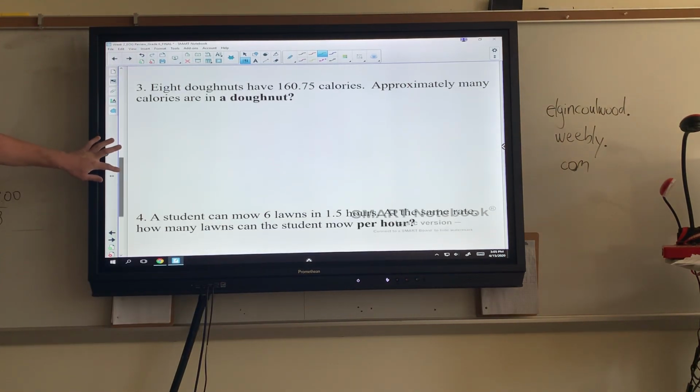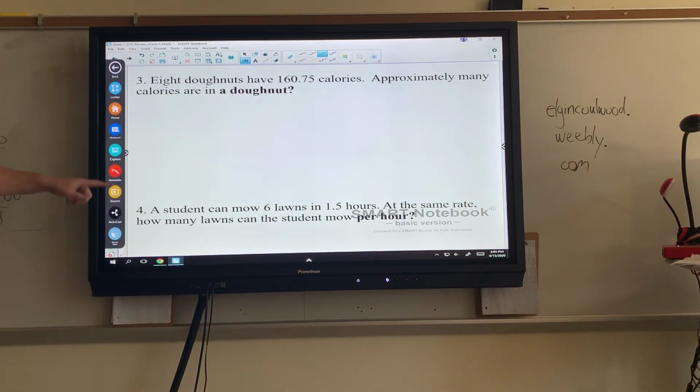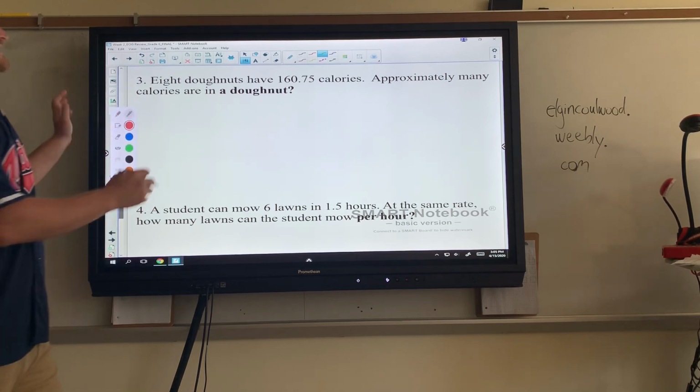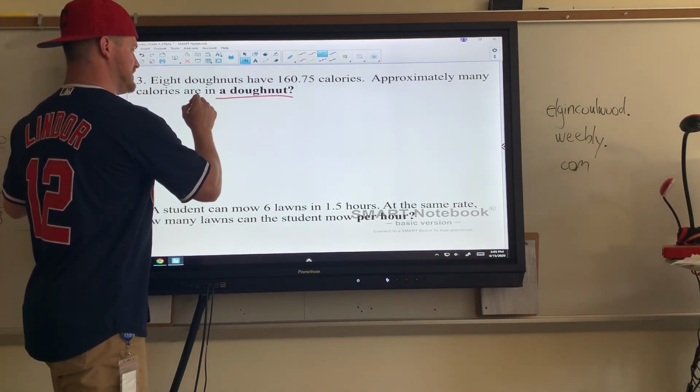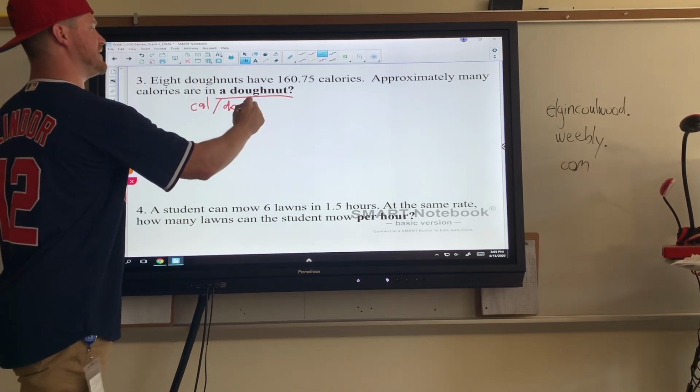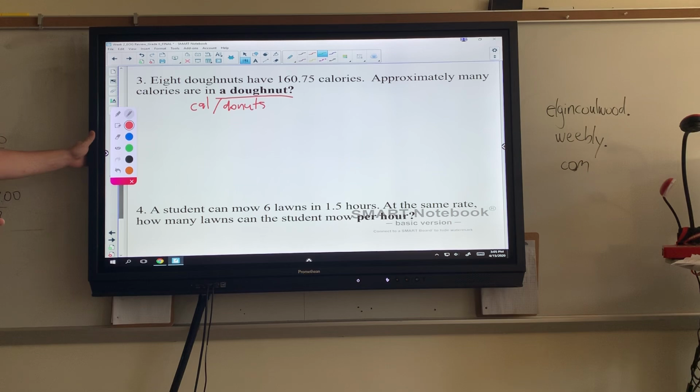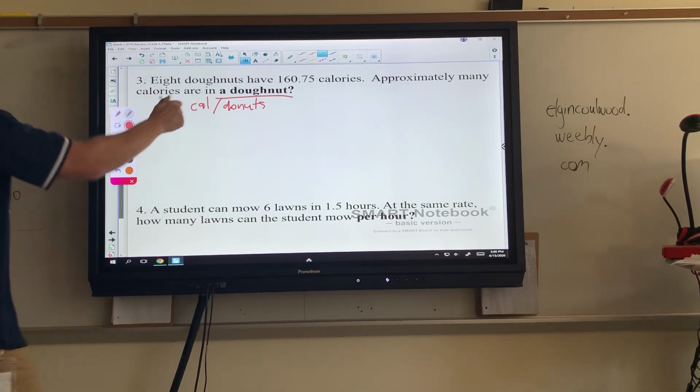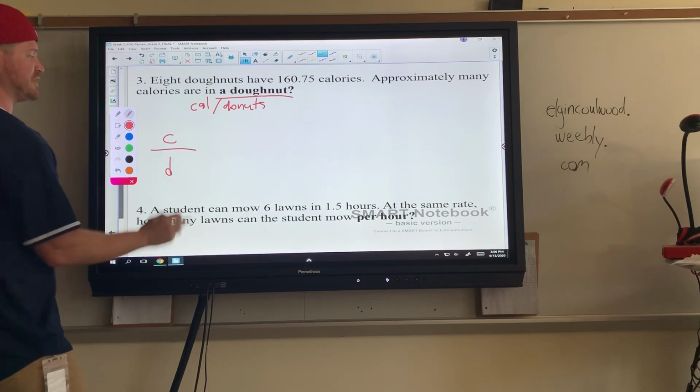Number 3. This one is kind of written to trick you. It says how many calories are in a donut. So it's calories per donut. Even though they give you donuts first, donuts is basically going to be the denominator. Since it's a unit rate, the denominator is going to be on bottom. So we have calories per donut. Calories per donut looks like this.